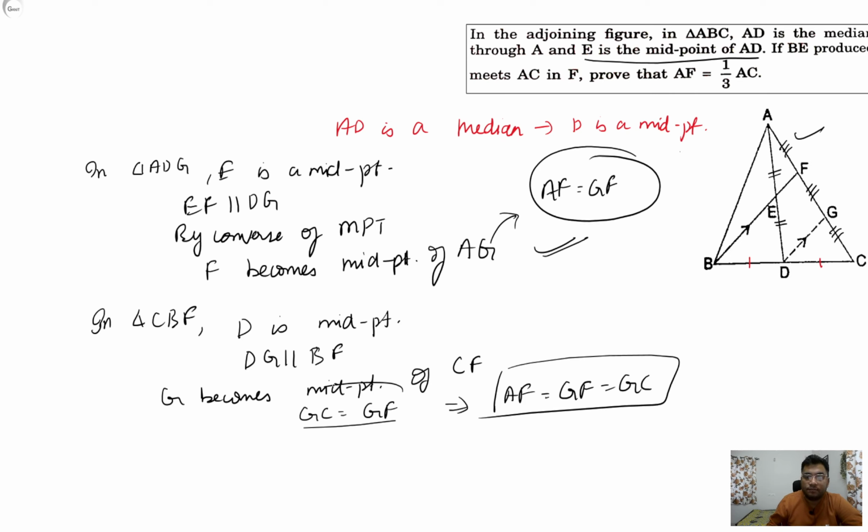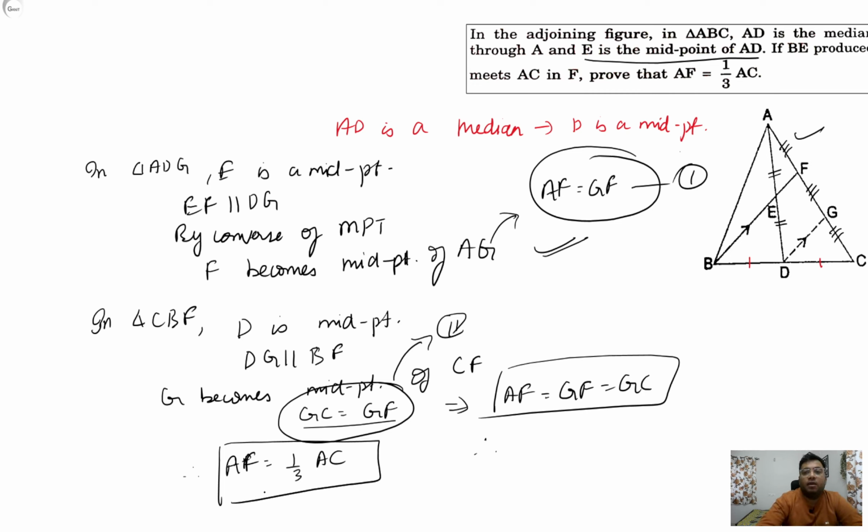Combining these two results, I will write it as 1 and 2. So if you combine these, I can very clearly see that I have divided AC into three equal parts. So if I pick one part out of it, it has to be 1/3 of the whole thing. So I can very conveniently write, therefore, AF is equals to 1/3 of AC.